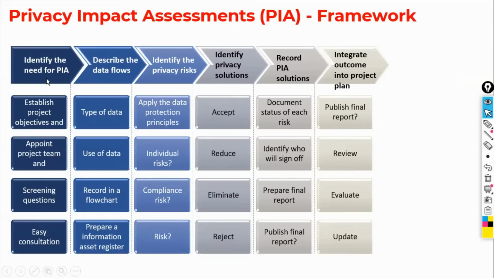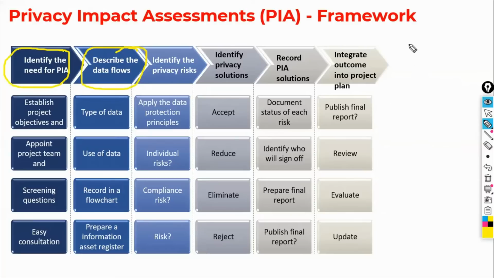You need to first identify the PIA. You need to describe the data flows, how the data is flowing across your organization. The first thing is the identification of why there is a need of PIA, privacy impact assessment, or not within the organization. Once you have identified the need, then you need to describe how the data is flowing across your organization.